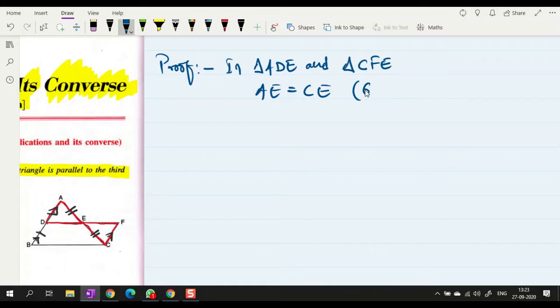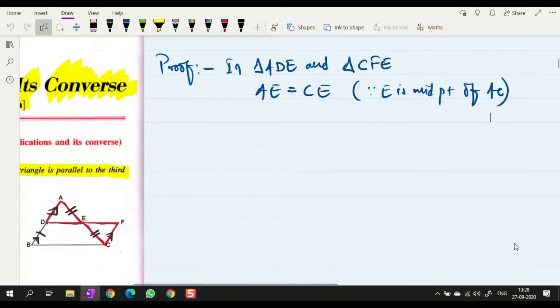Sir, because FD is bisecting AC, you can say that E is the midpoint of AC. Yes, given. You can either write given or write that since E is the midpoint of AC, AE will be equal to CE, right? Yes, sir. Great. The next thing which we can prove equal.